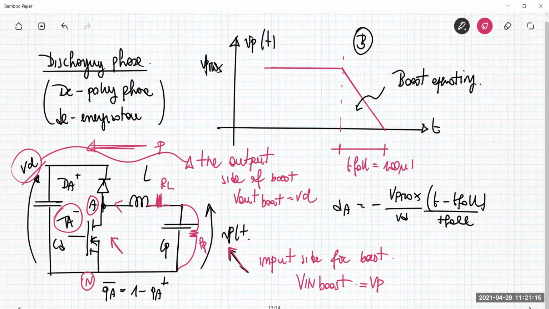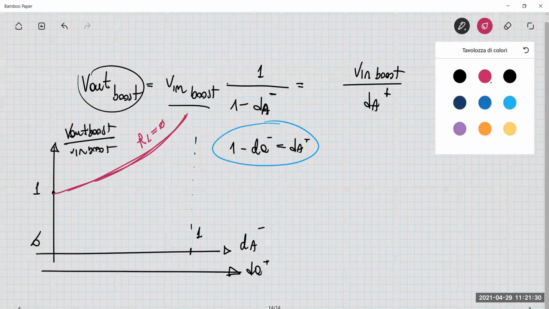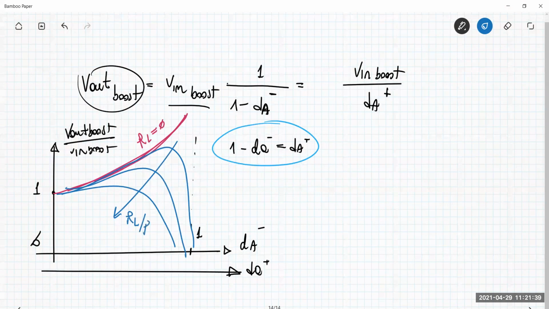Due to this quantity, this transfer function is a little bit modified. Especially, this curve is obtained for RL equal to 0, which is the ideal case. But when you are increasing this resistance, the curve is a little bit different. The behavior is something like this. If you increase RL over RP, you are having this behavior. Basically, all this curve at duty cycle dA minus 1 goes to 0.